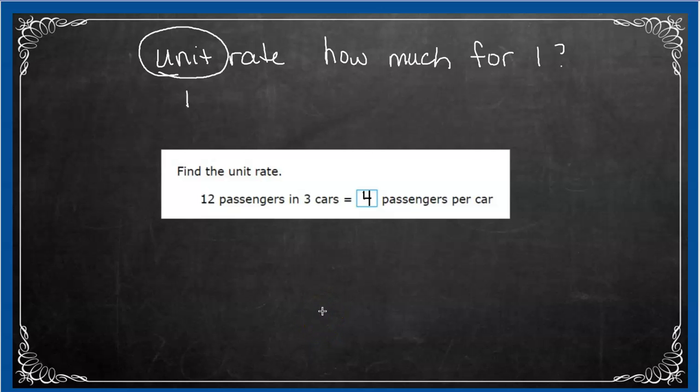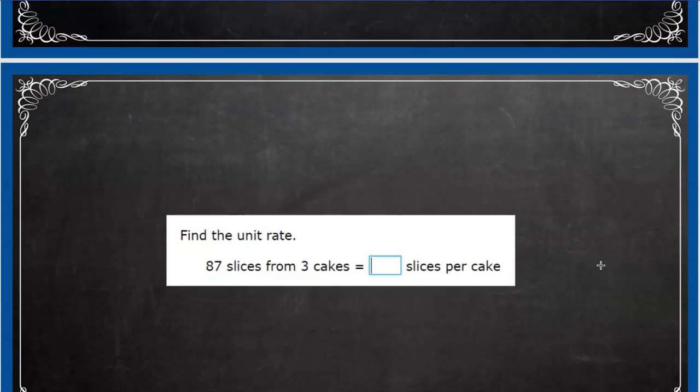Sometimes we will use proportions to solve these, but for unit rate, because we're only trying to find out how many for one, we usually just divide one number by the other. You just need to know which one to divide by which number. Let's look at another just really short problem here.